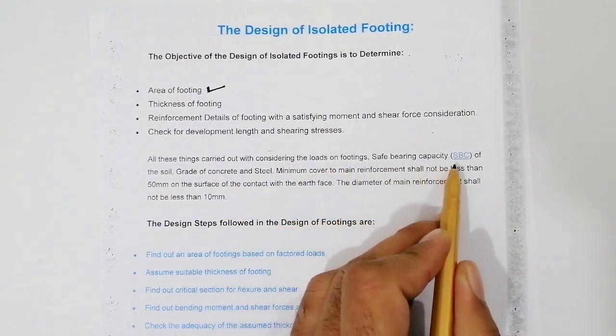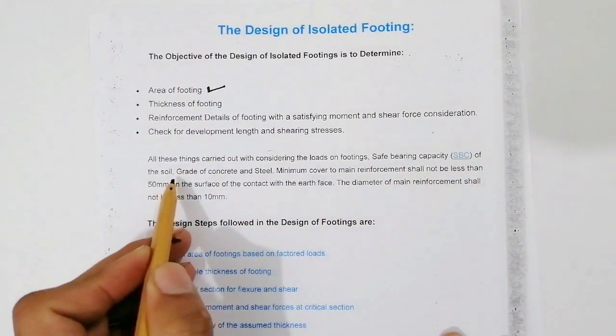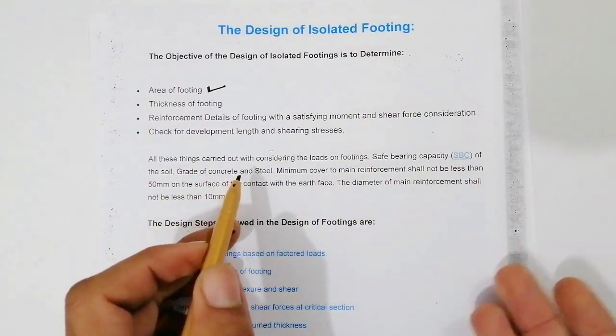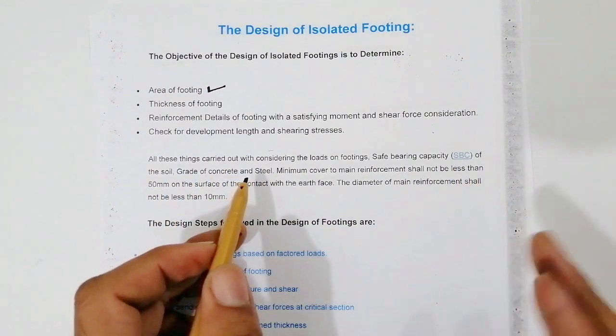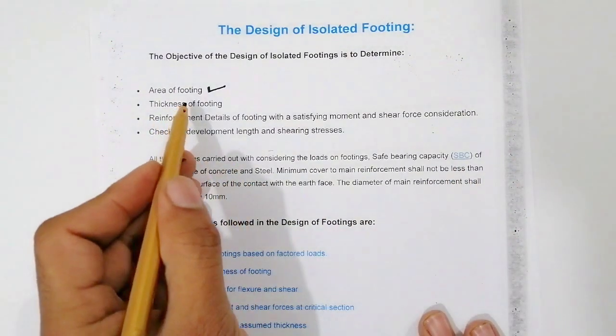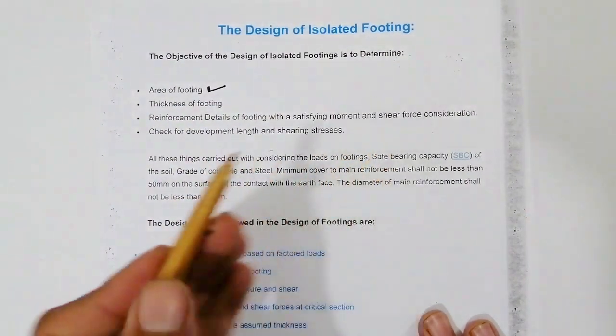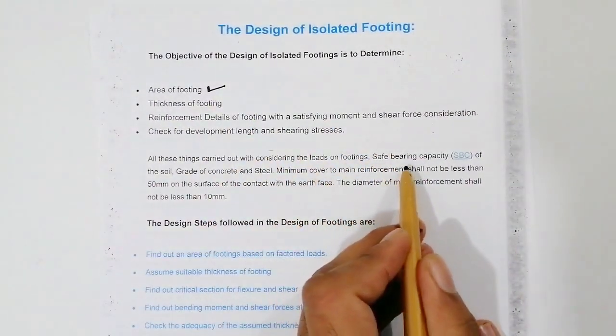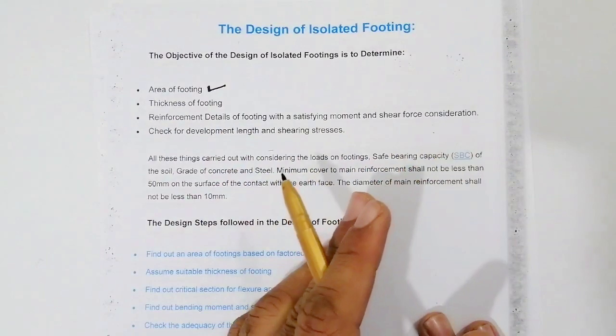Also safe bearing capacity, SBC, of the soil. If the bearing capacity of the soil is good, then we don't need to provide more area for footing or more thickness for footing, because all these things also depend on the safe bearing capacity of soil.